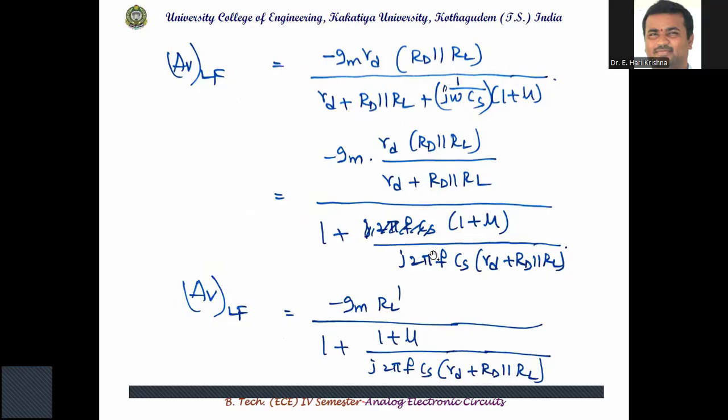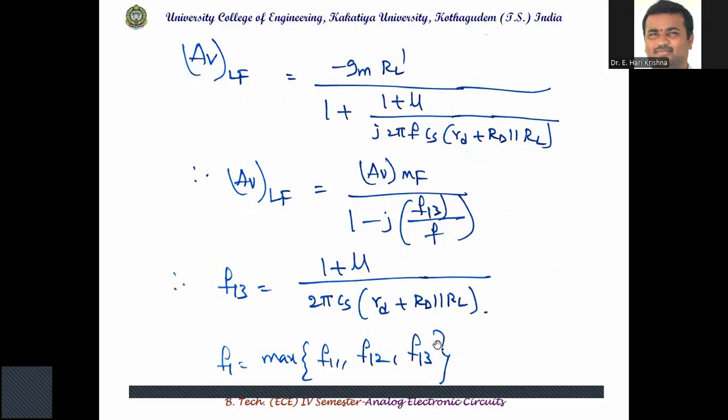Because we have taken this common, the leftover thing is rd plus RD parallel RL. And this capital RD parallel with RL is the resistance which is load resistance RL dash. So AVLF is equal to minus gm into RL dash divided by 1 plus mu divided by j 2 pi f CS into rd plus capital RD parallel with RL.